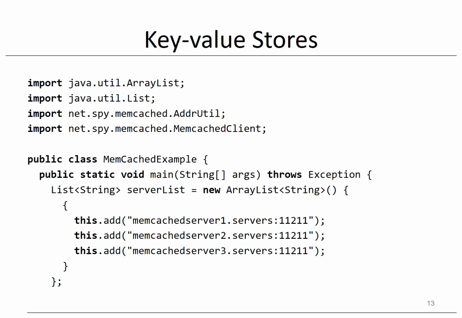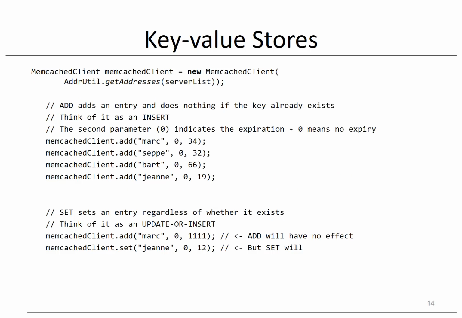Memcached has many client libraries in many languages. This example illustrates a trivial Java program using the popular SPY memcached library. We start by creating 3 memcached servers. We then create a memcached client object and connect it to our 3 servers. We use the add method to add 4 entries. Note that the second parameter of the add method indicates the expiration, where the value 0 means no expiry.